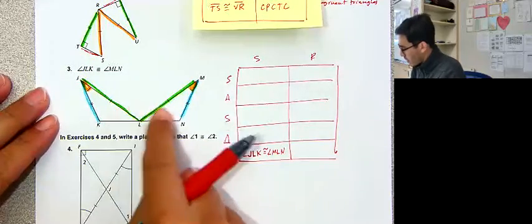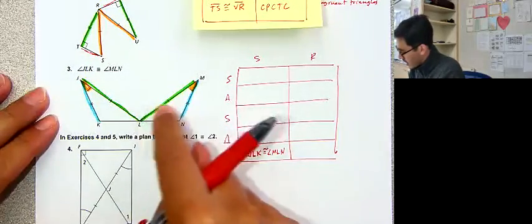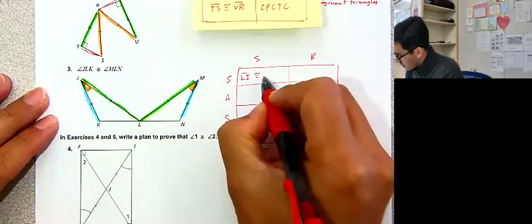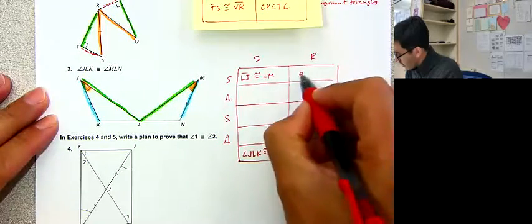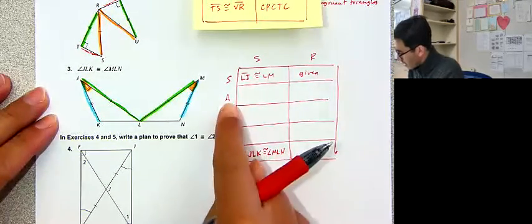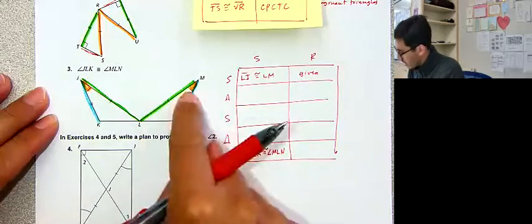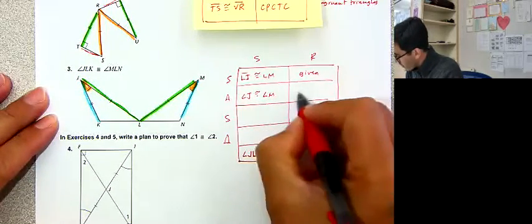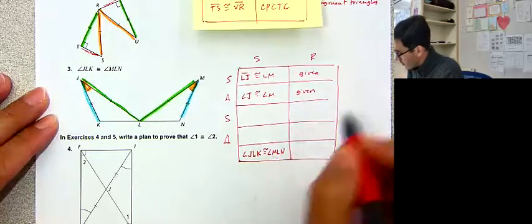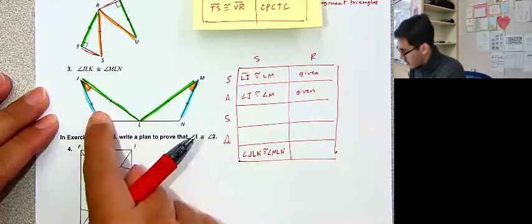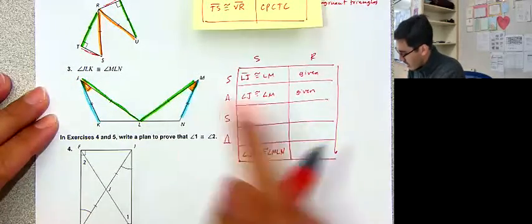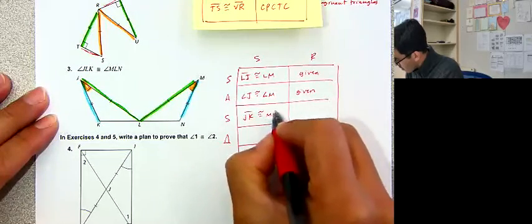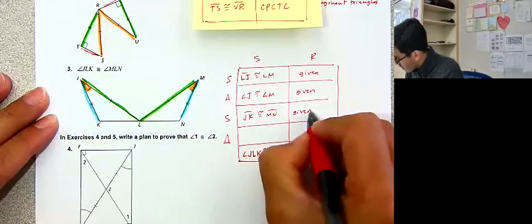All right, so let's start with the pair of green sides, LJ and LM. LJ is congruent to LM, and it was given. Okay, next we'll do the angles, angle J and angle M. And that was also given. And then the other pair of sides, these are the blue ones, JK and MN. And that was given as well.